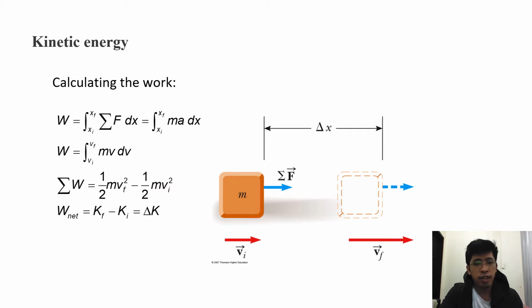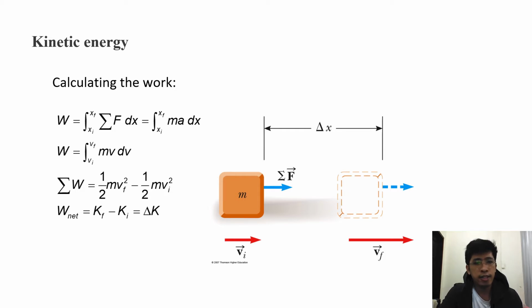So to calculate the work done for a system that moves, consider for example a block of mass m, and you apply a force F on the mass for it to move to the right with an initial speed vi and a final speed vf. Now your block moves through some displacement delta x. So let us calculate the work done.